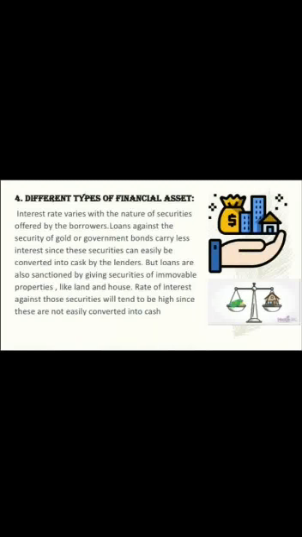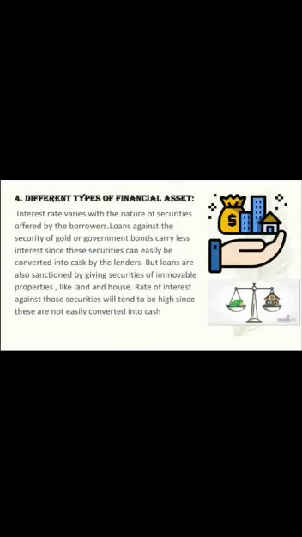Fourth point, different types of financial asset. Interest rate varies with the nature of securities offered by the borrowers. Loans against the security of gold or government bonds carry less interest since these securities can easily be converted into cash by the lenders. But loans are also sanctioned by giving securities of immovable properties like land and house.